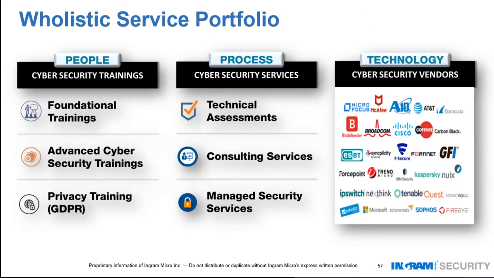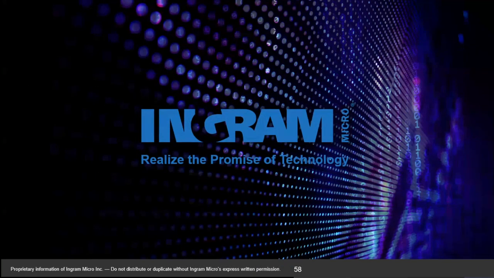This is our holistic portfolio. We cover all three pillars of an organization: people, process, and technology. We have foundational trainings. We do assessments. We do consultancy services. We do managed security services, and we have this technology out of the META region. We are a global organization as well. The cybersecurity vendors mentioned here are only for the META region, but we support a wider variety of security vendors at a global scale. And that is where we're at.